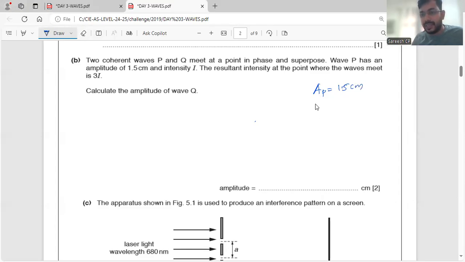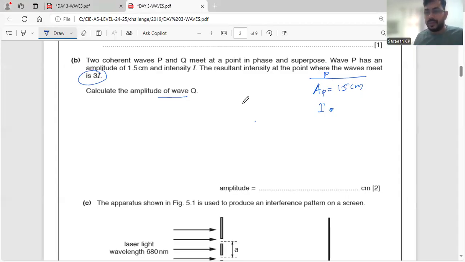And the intensity of that wave P is I. We don't know the exact value, but it's given. And then they say that it meets another wave, and the new intensity is going to be 3I. Calculate the amplitude of the wave Q. So this is a very simple question, but we get confused sometimes.